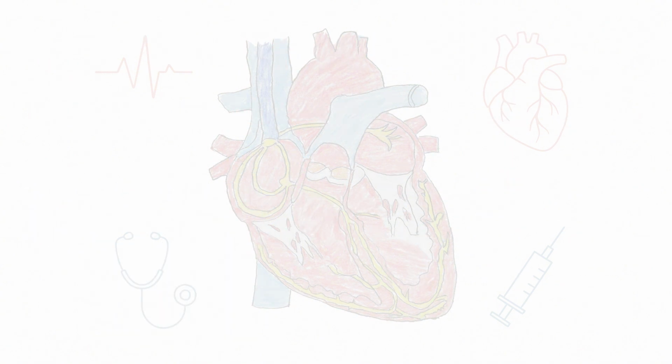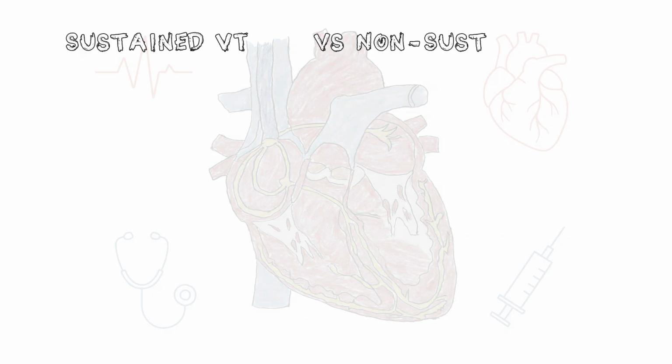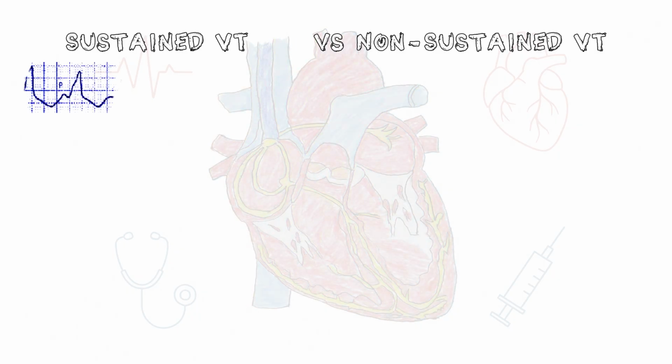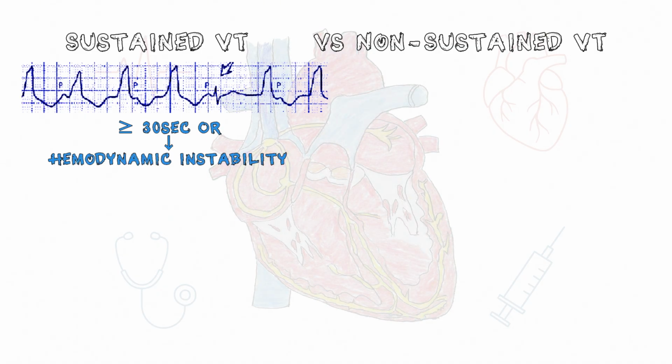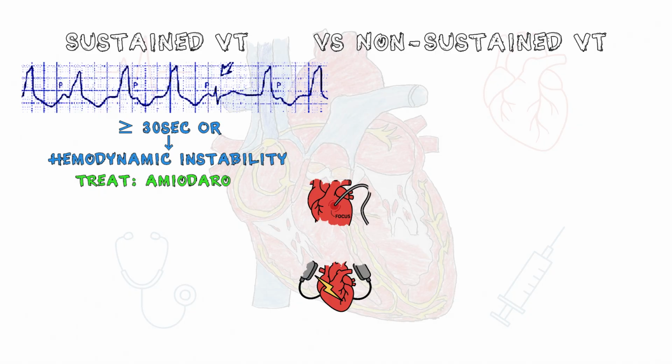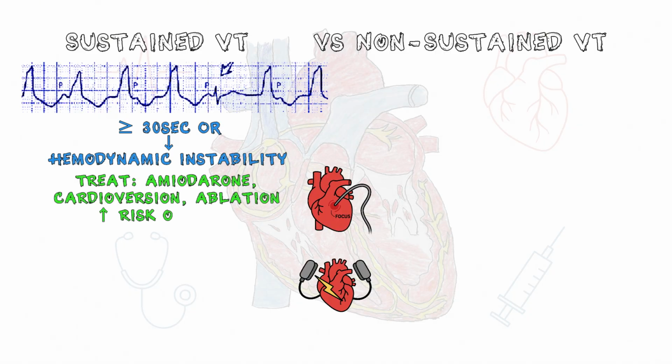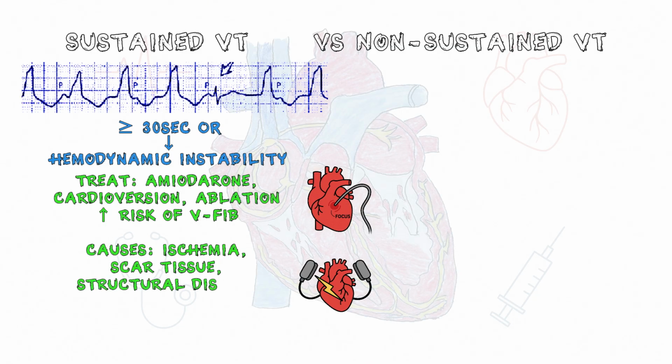We're also supposed to know some conditions of V-Tach, like sustained and non-sustained. Sustained ventricular tachycardia is lasting 30 seconds or more, or causing hemodynamic instability. Sustained V-Tach usually requires intervention like amiodarone, cardioversion, and ablation. It also has a high risk of progression to ventricular fibrillation, often associated with ischemia, scar tissue, structural disease.